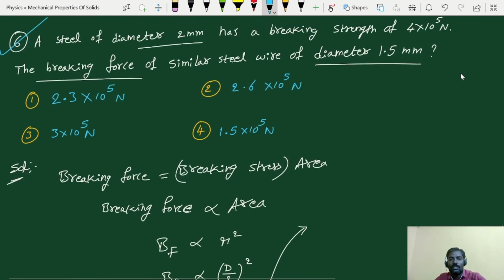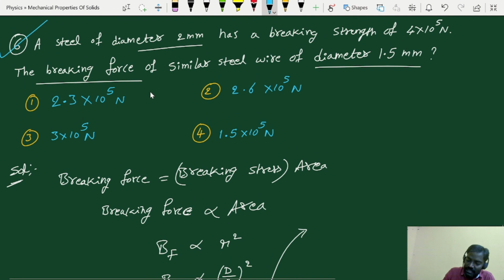Right. So here they are asking to calculate breaking stress. They are saying when the diameter is 2 millimeter, breaking force is 4 into 10 power 5 Newton. And they are asking to calculate the breaking force when the diameter is 1.5 millimeter.